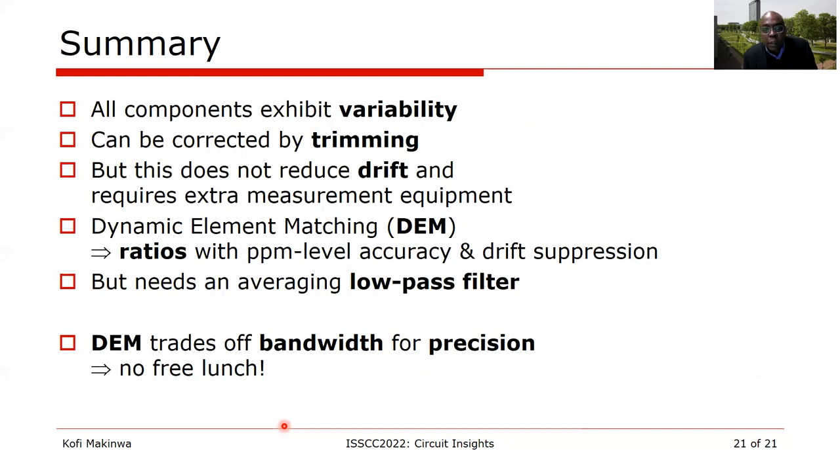Anyway, to summarize this talk, the key points I would like you to remember is that all components exhibit variability. So there are no magic components out there that you can buy and they are just perfect. But there are a number of things that we can do to improve things. We can correct for variability by trimming. But the downside of this is that it doesn't do anything about drift. So you can trim it in the fab, or you can trim it in the factory, but in 10 years time, you don't know what's going to happen, and you need extra measuring equipment in order to do the trim.